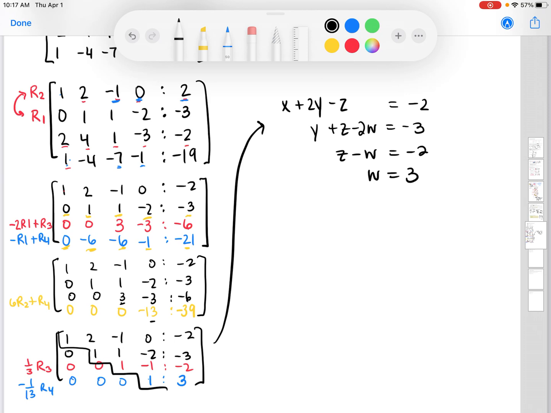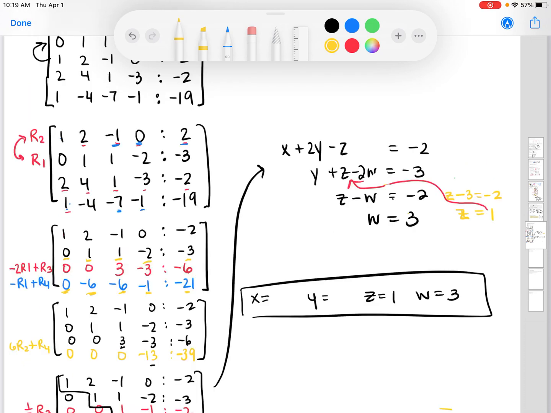Now we can use back substitution. So we're going to put that W back into this equation. So we're going to get Z minus 3 equals -2. That gives us that Z is equal to 1. All right, so far we've got W equals 3. We have Z equals 1. We're going to need what Y equals and what X equals.